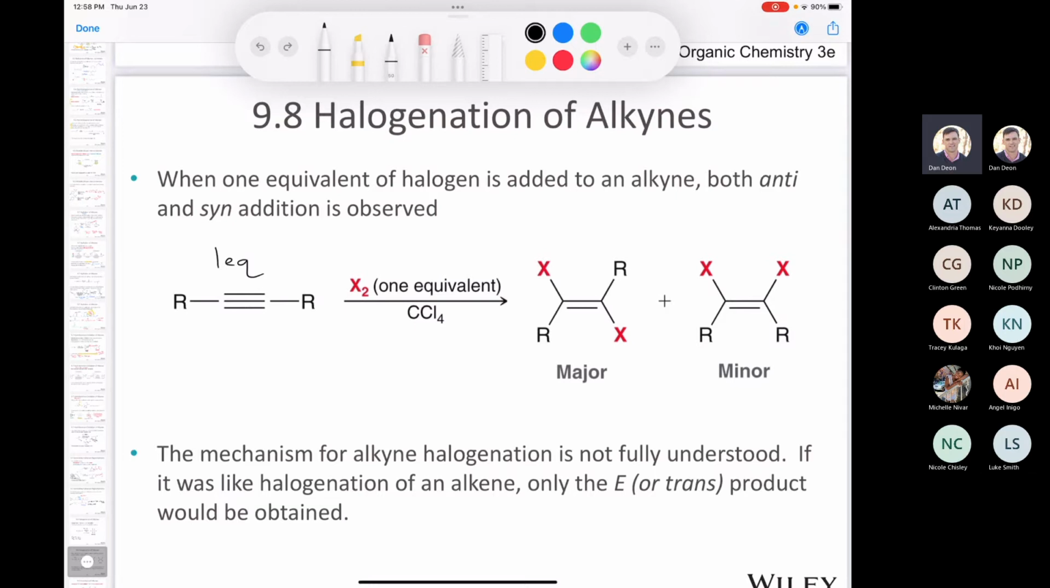Now it says the mechanism for alkyne halogenation, it even tells you here in the slides, is not fully understood. If it was the exact same as the mechanism for the halogenation of an alkene, all you would get would be the E product, right? Because with the bromonium ion, you'd only get attack from the opposite face, but we see that it isn't. It's clearly not, since you get a mixture. So this is another mechanism you do not need to know. If it's not that well understood, I'm not going to ask you about it. So again, 1 equivalent just gives you a mixture of both the E and the Z dihalide. So that covers section 9.8.